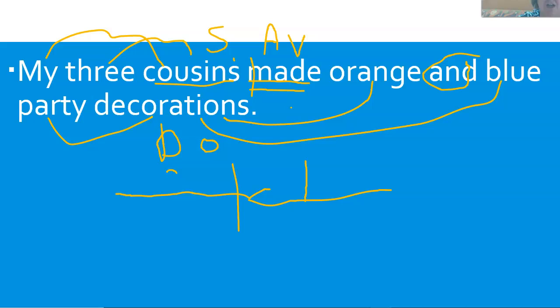So here we should have cousins. Here we should have made. And here we should have decorations. Now draw the lines for where your adjectives would go. Just draw the lines.